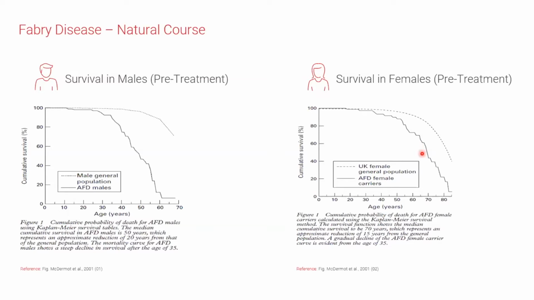Even in females, the life expectancy was reduced, median to 70 years, still 10 to 15 years less than the general population. This is not a trivial disease. This is a life-threatening, fatal disease.